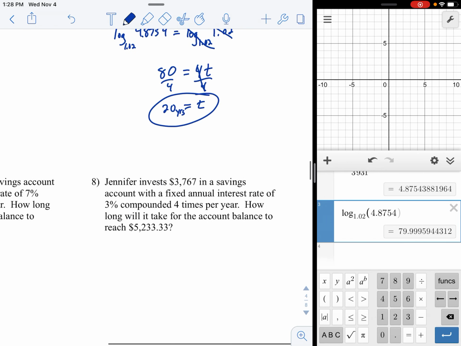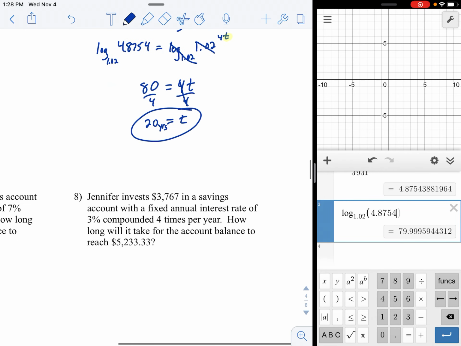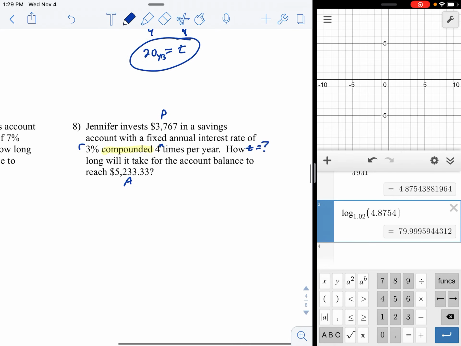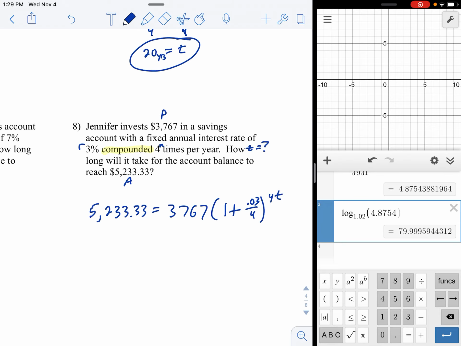Okay, number 8 is going to be very much like number 6. So compounded, so we're going to use the same compound formula. Principal is the original amount that's put into the savings account. R is the percentage. N is the number of times per year. How long will it take? T, that's telling us T is the unknown. To reach a balance, the balance is the final amount. So $5,233.33 equals 3767, 1 plus 0.03 over 4 to the 4t power.